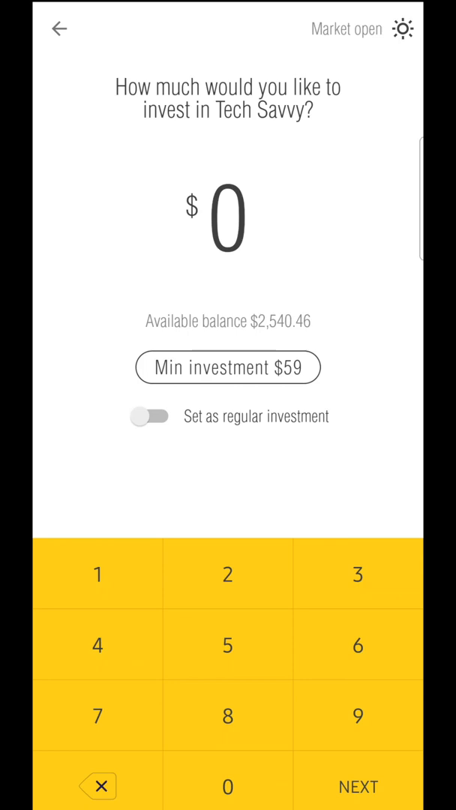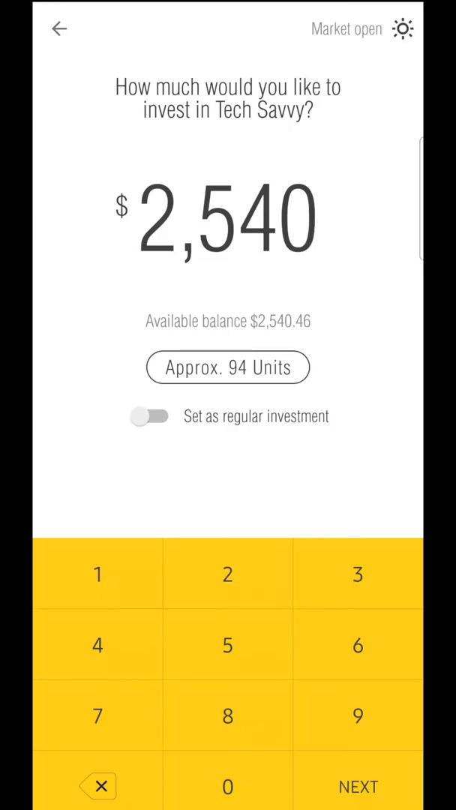This fund requires a minimum investment of $59. All the funds have different minimum investment amounts. So with this investment transaction, I want to invest all of my available balance. And if you'd like to, you can also set up as a regular investment. When you're happy with the amount, click the next button.